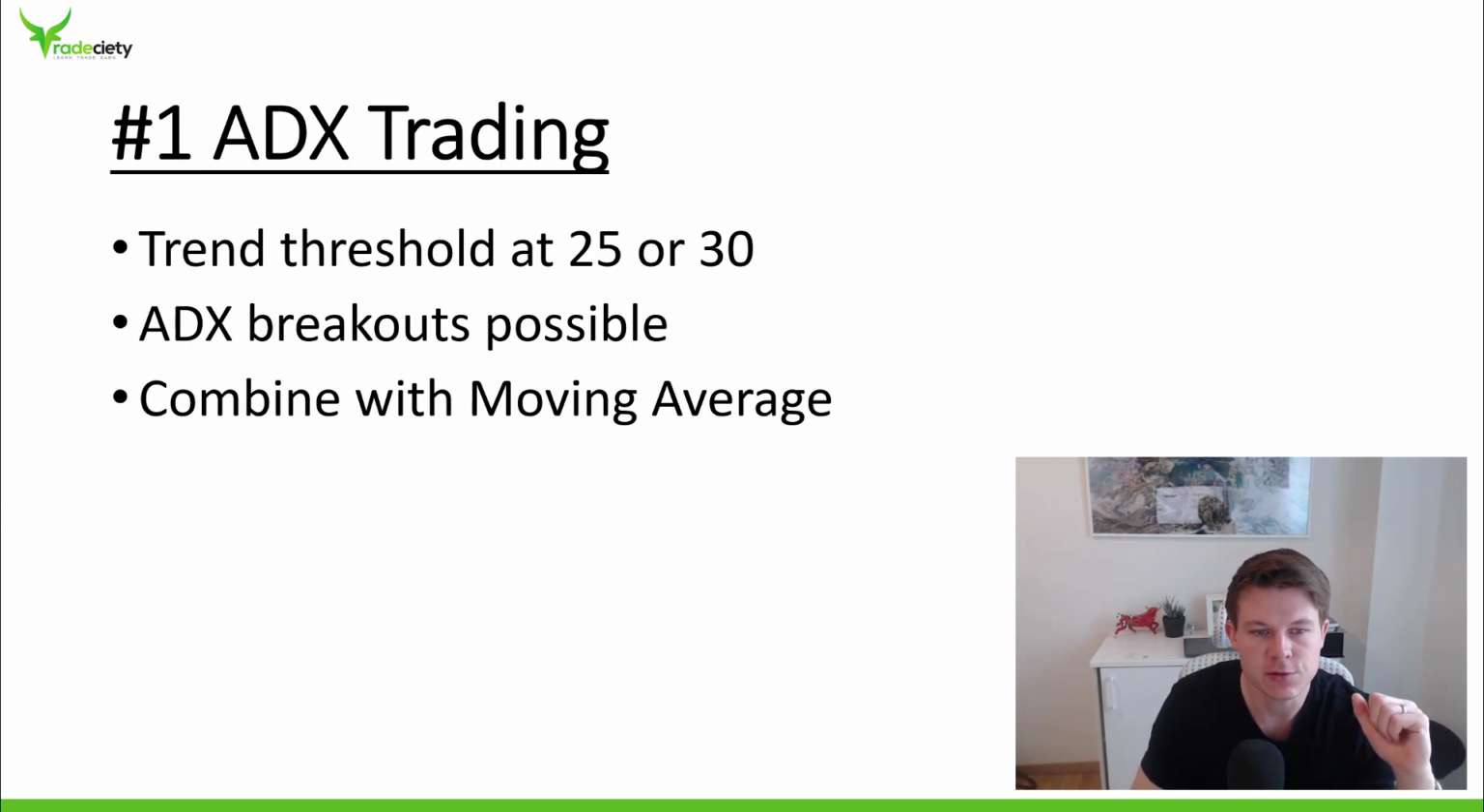And what we are going to use is the ADX line, not the DI plus, not the DI minus, because everything that we need is in the ADX line. We're going to use the threshold of 24 or 30. We're going to look for breakouts, and we're also going to look for other factors.